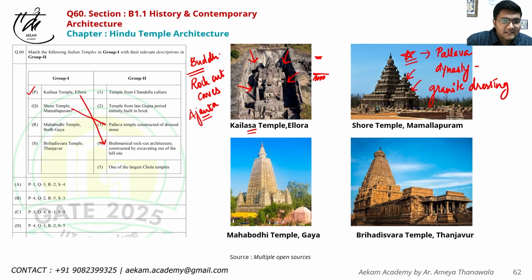So Q is 3. All these temples are very interesting to learn about, and this entire portion has been covered in our history classes also. This subject is particularly very interesting to learn if you start linking all these structures to geography. So if you know, Kailash temple Ellora is actually made up of basalt. So why is this basalt? Because the reserves of basalt are more in Maharashtra.